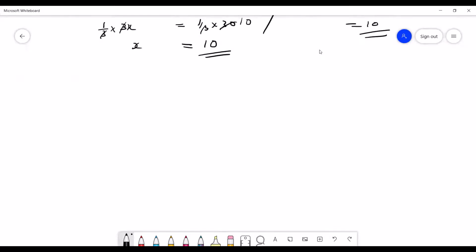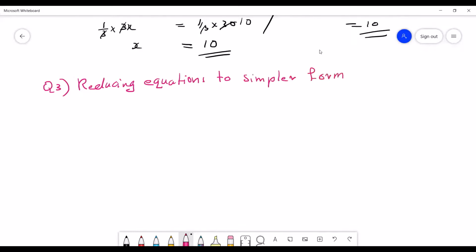Now let us come to the next way. Reducing equation to simpler form is the next question. Question number 3. Reducing equations to simpler form. That is also one of the important type of questions here in linear equations.